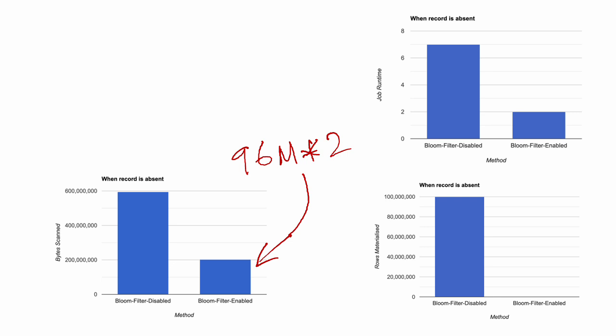All the row groups were skipped because the Bloom filters said that the value you are looking for definitely is not present. It is absent in all the row groups. And there were no records materialized because there were no row groups scanned at all.